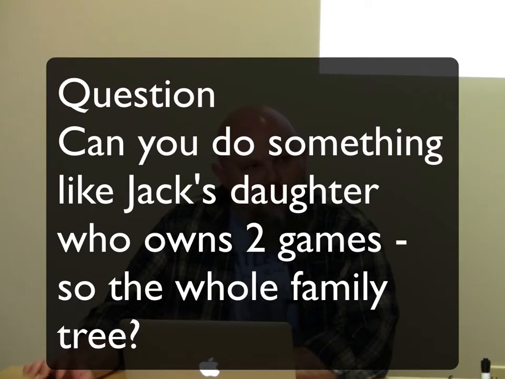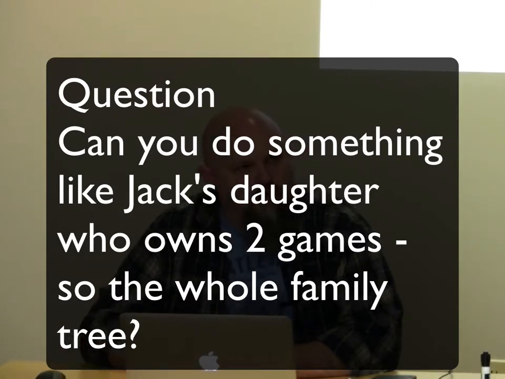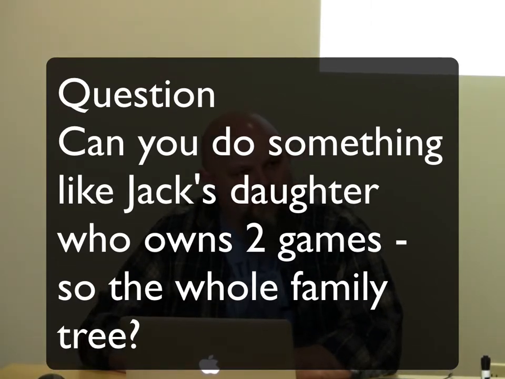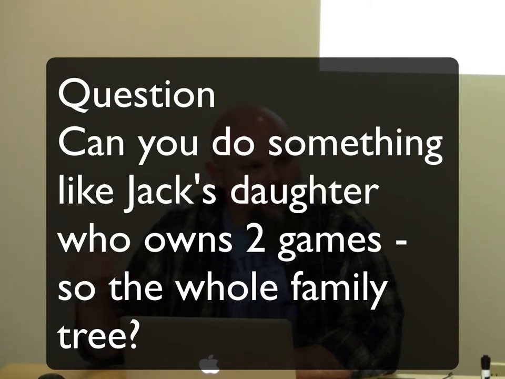Could you do something like Jeff's daughter Wilhelmina, and that she owns Candyland and Toy Story? Yes, you mean like an inherited or hierarchical? Yeah. Yeah, you can do that. Could you make it so like when you show Jeff, it actually shows his whole family? I think that's the default.